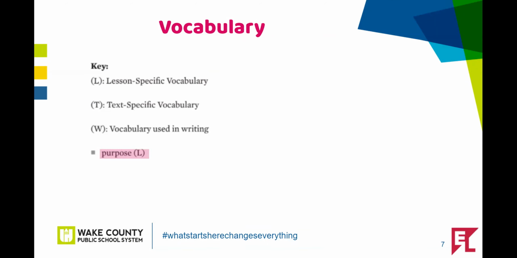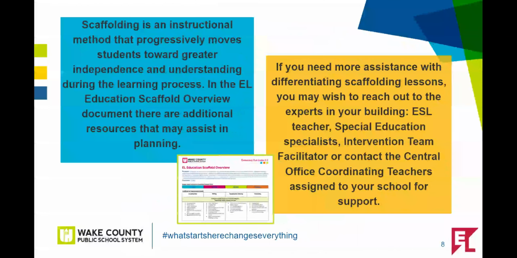The more vocabulary a student is exposed to during learning, the more likely it is for that student to become a better reader. EL lessons point out academic and domain-specific vocabulary that is taught in each lesson. These words should be recorded on a class word wall for students to refer back to throughout the module. Scaffolding is an instructional method that progressively moves students towards greater independence and understanding during the learning process. Refer to the EL Education Scaffold Overview for grades 2 through 5 for additional resources that may provide further support when planning for and implementing instruction.